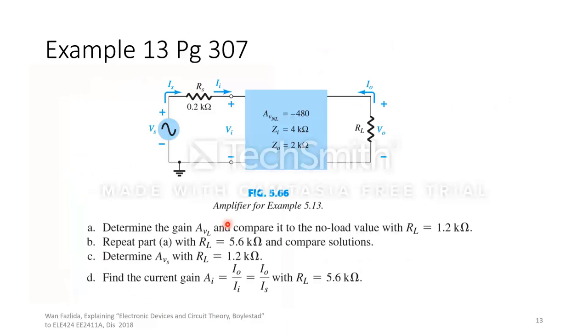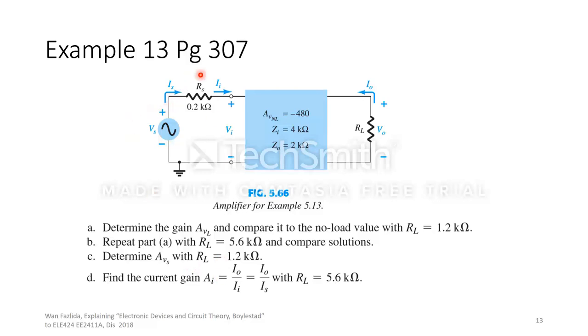Okay. So here we have an input impedance of 4 kilo ohm, an output impedance of 2 kilo ohm, and a no-load voltage gain of negative 480, with a load resistance RL and a source resistance of 0.2 kilo ohm. What this example 13 wants you to do is determine the loaded voltage gain, AVL, and compare it to the no load, which is negative 480. If RL is 1.2 kilo ohm, that is part A. Part B is that you do the same thing, but find out what happens if RL is 5.6 kilo ohm. Is the gain going to be worse with 5.6 kilo ohm compared to 1.2 kilo ohm, or is it going to be better?